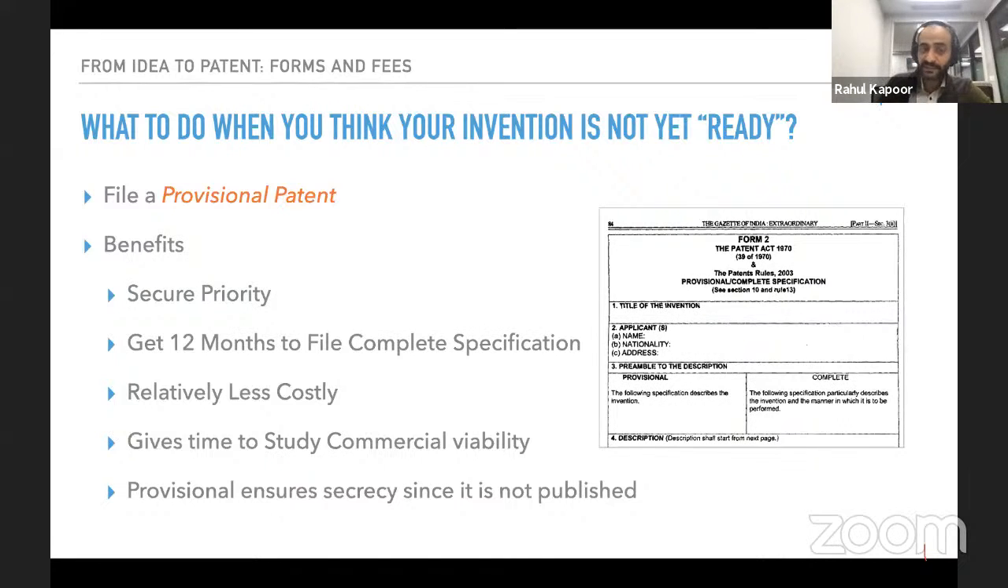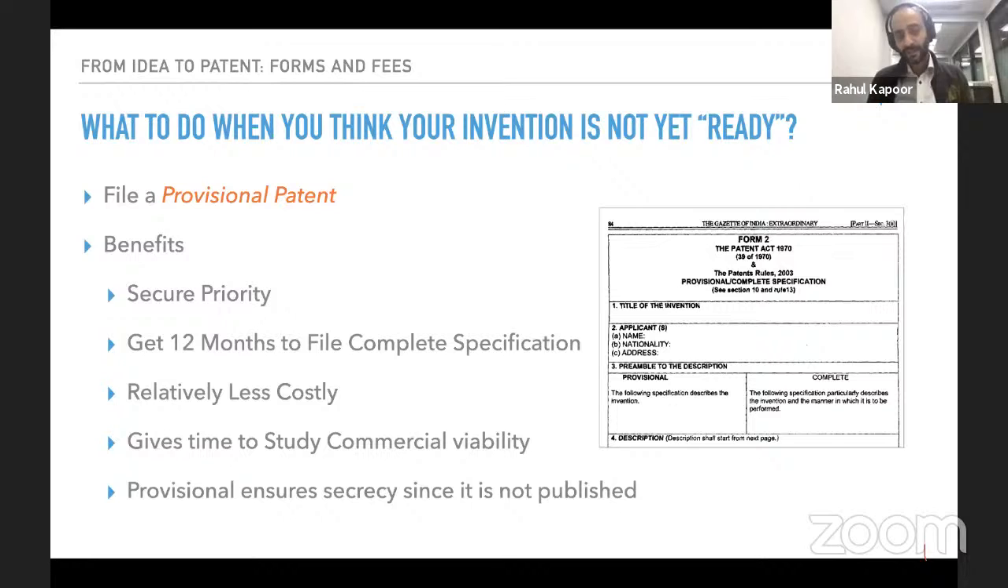So this 12 months gives you time to assess what the potential of your ideas is, what the commercial applications are, and so on. You can study the commercial viability, do marketing of your invention, see if somebody can fund you, and many things. And all this while it's not published, so your secrecy is maintained. Somebody cannot just copy your idea.